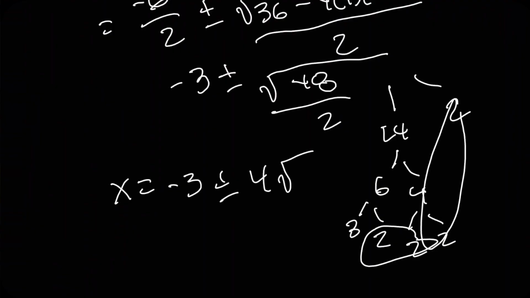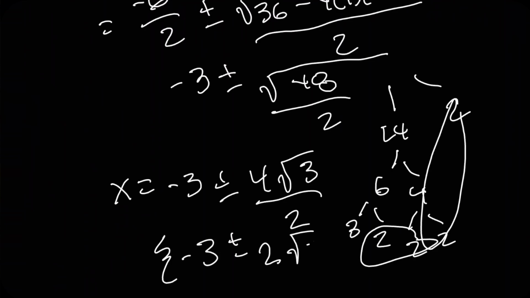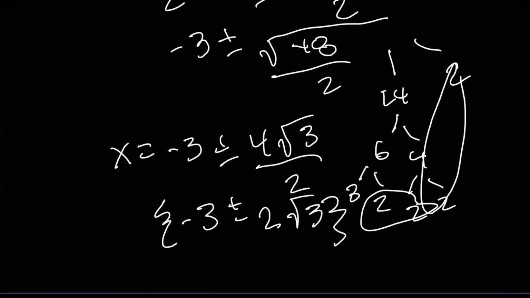4, and then square root of 3 stays under, divided by 2. This will give us our final answer of negative 3 plus or minus 2 square root of 3, and we're done.